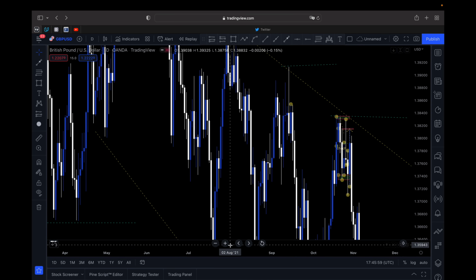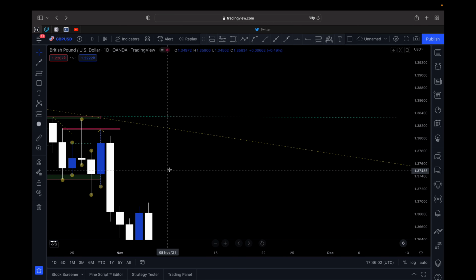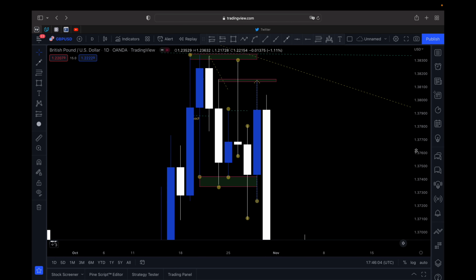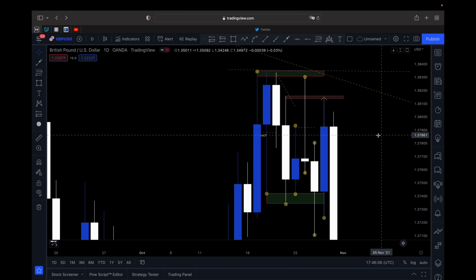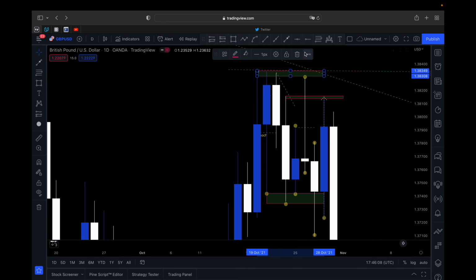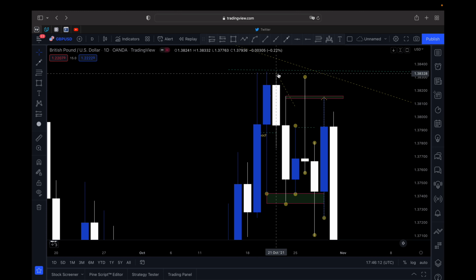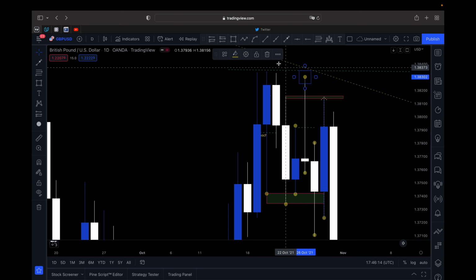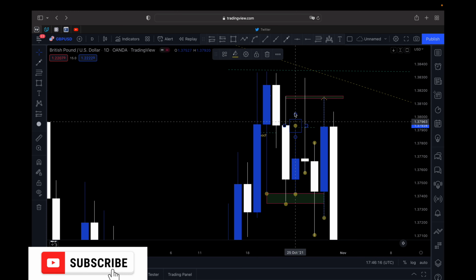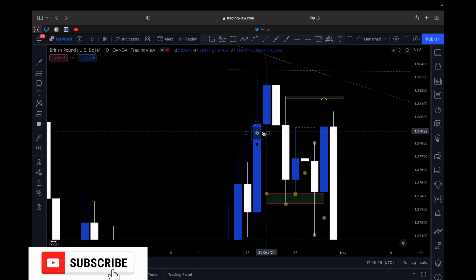So here, this is a daily time frame. From the daily time frame, you can confirm here that price was creating lower highs and lower lows. So this is a confirmation that we are bearish, but we just have to wait for the perfect entry.